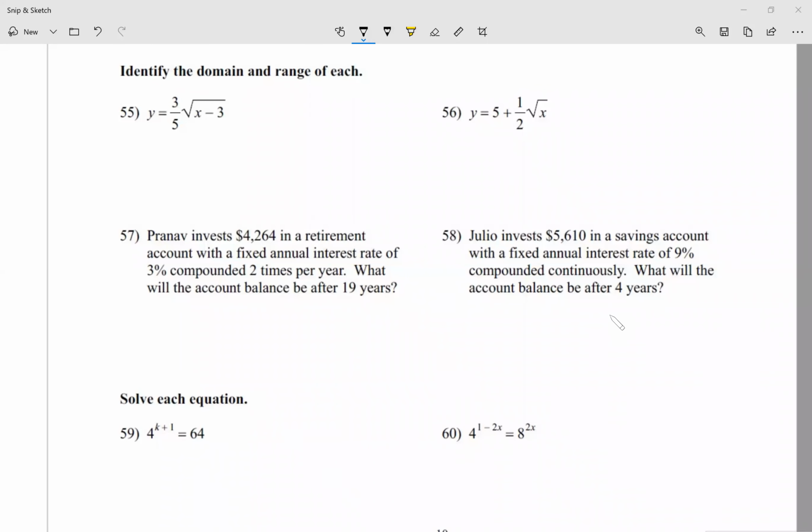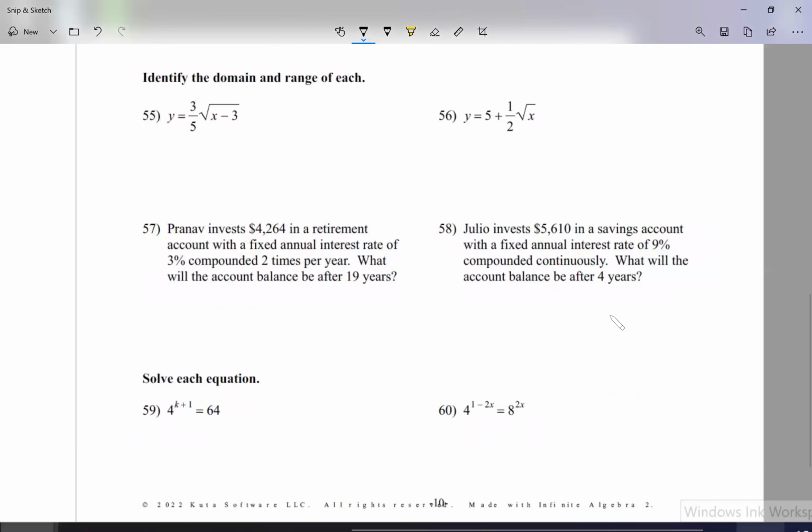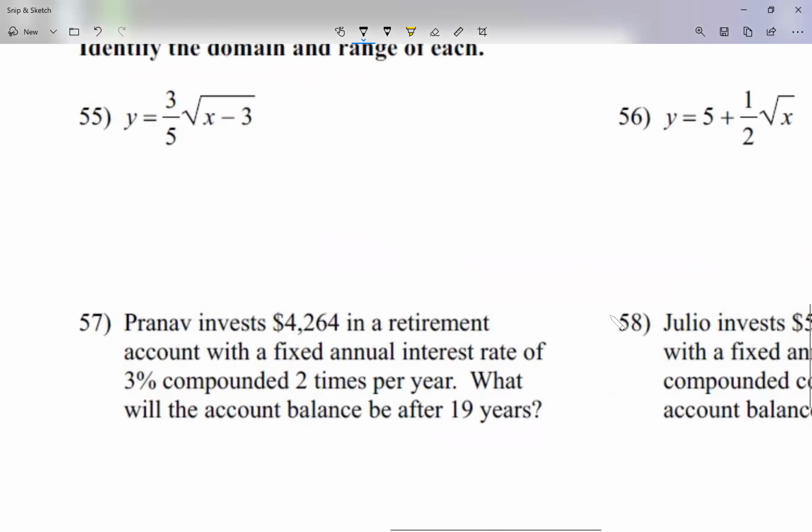Okay, for today's review, we did review graphs yesterday, so make sure you guys are good with graphs because we're going to have those on the test. But we're also going to have domain and range, and we're going to have interest, compound interest, as well as solving for when the variable's in the exponent. We call that solving exponential equations. So let's take a look at domain and range.